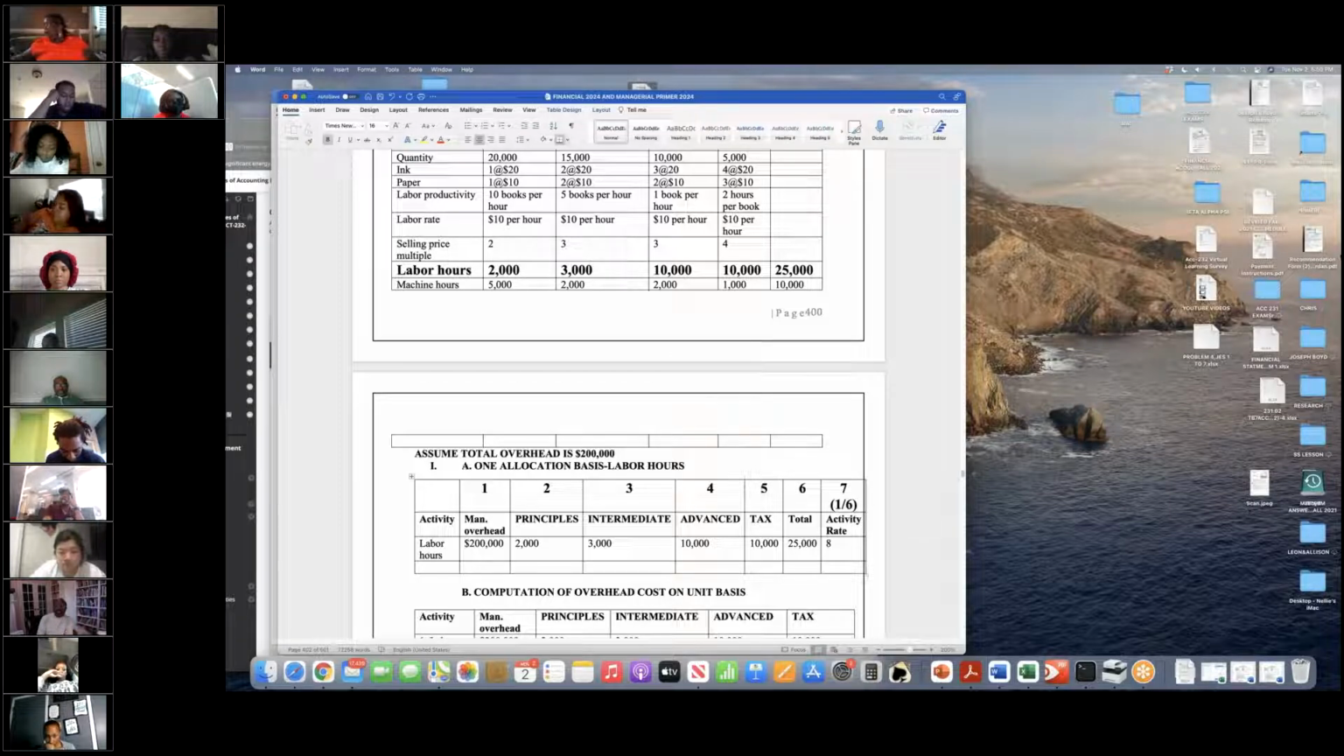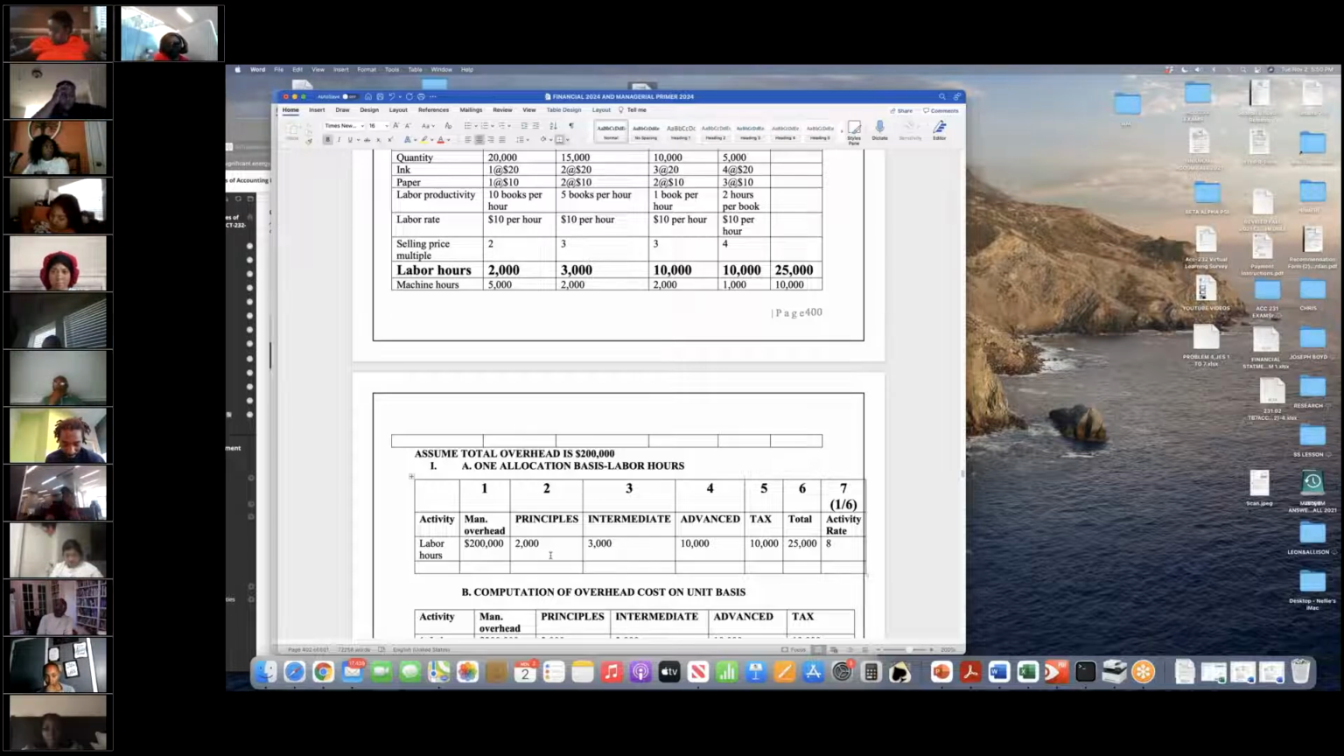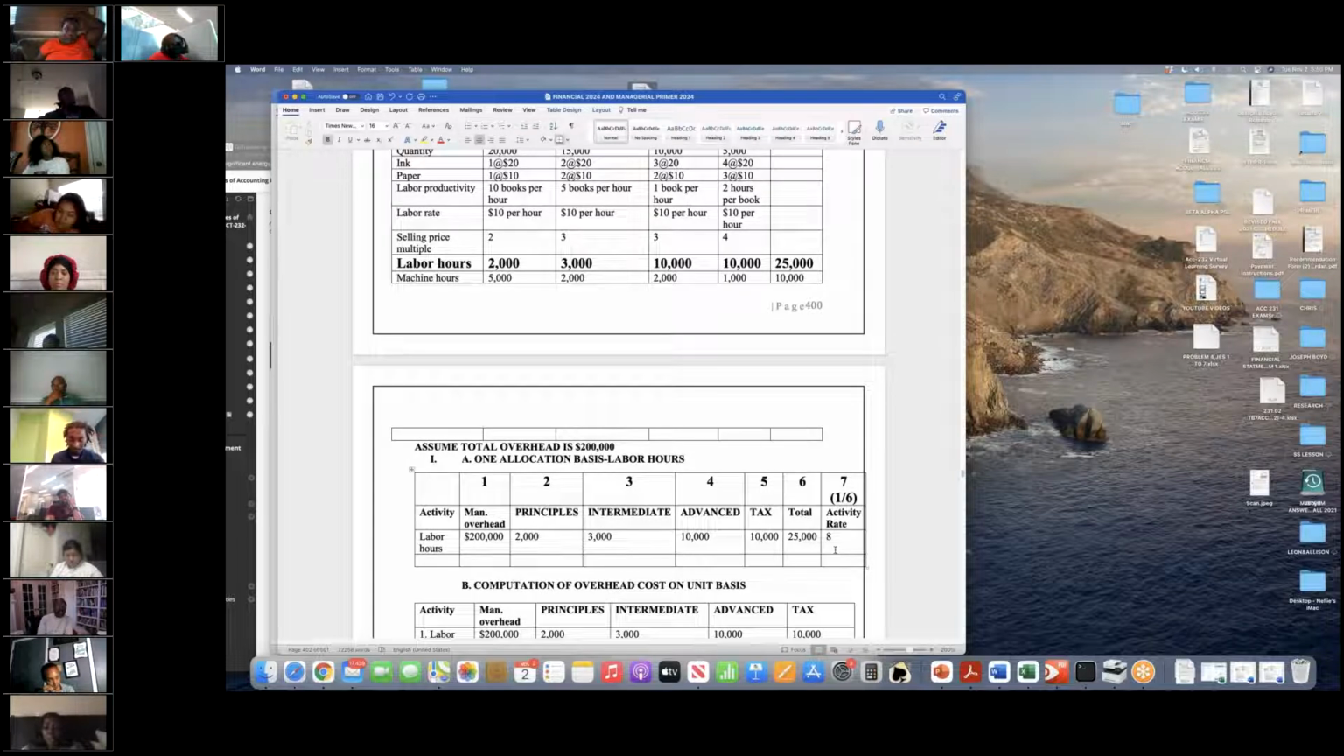What is the purpose of the activity rate at this point? What we're going to do with the activity rate? So that's the next question. We're going to determine how much of the 200,000 goes to each book. So we got 1 overhead. We got an activity rate of 8. And so we're determining how much goes to each book.